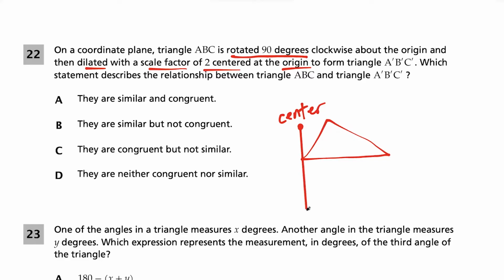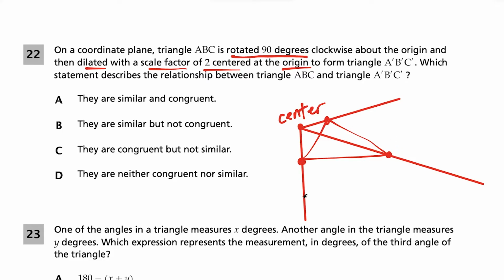The scale factor of 2, what it does, and I'll just use this straight line feature like this. I'm just going to draw this in like this. So I'm going to draw straight lines from the center to all 3 points of the triangle. What happens when you dilate is you're going to either make the triangle bigger or smaller. So in this case here, if I have a scale factor of 2, what I'm basically doing is I'm doubling the distance from the center to each of those points.